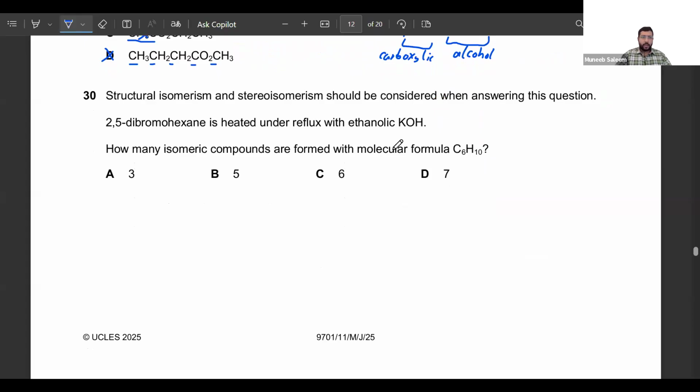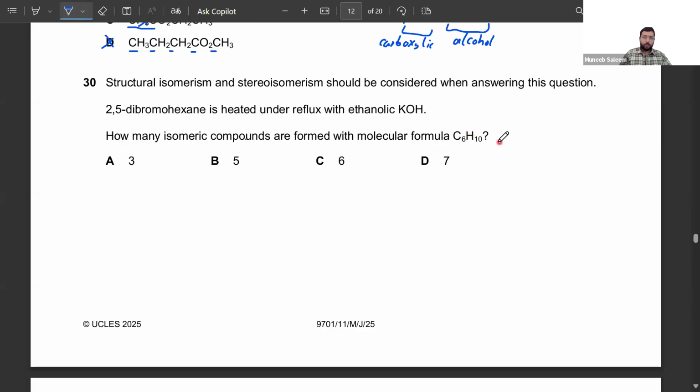We have to understand that structural isomerism and stereoisomerism should be considered when answering this question. We have this compound, and it is reacted under reflux with ethanolic KOH. We have to tell how many isomeric compounds will be formed with this molecular formula. Basically, it is a simple reaction between the haloalkane and ethanolic KOH, and we remember it gives an alkene as a product.